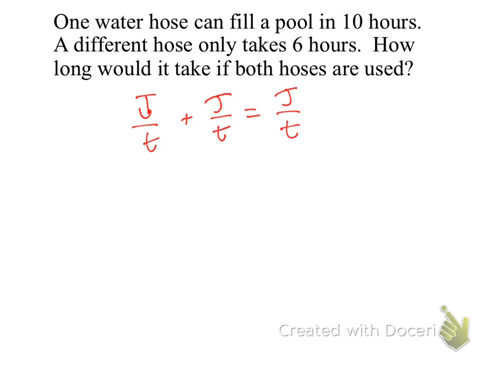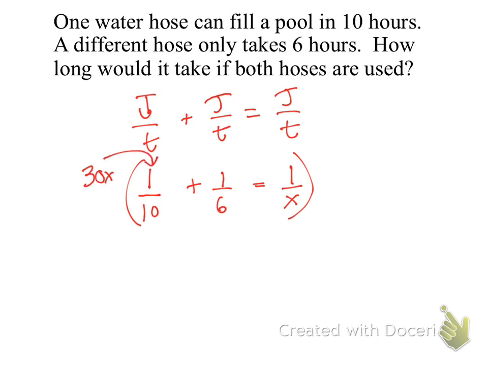Yes. Okay, so it's one job in 10 hours plus one job in 6 hours equals one job over x, an unknown amount. Good. And what are we multiplying by? Multiply it by 30x. Good. Did anybody multiply by 60? Maybe. Fine, it doesn't matter, it will reduce to the same thing.